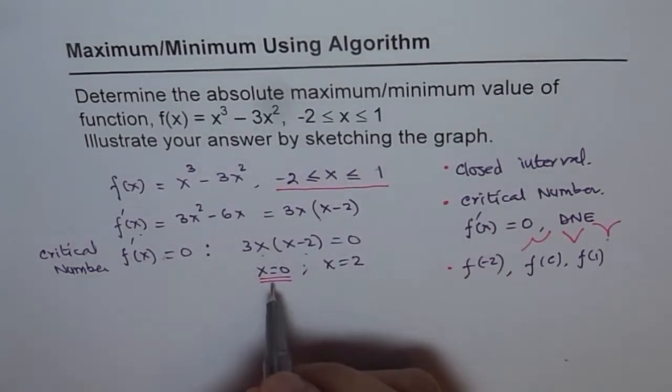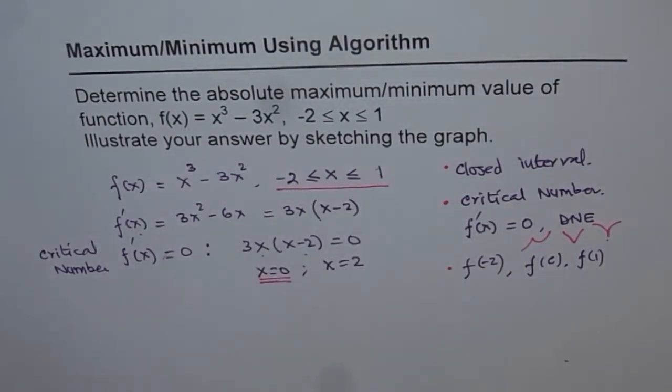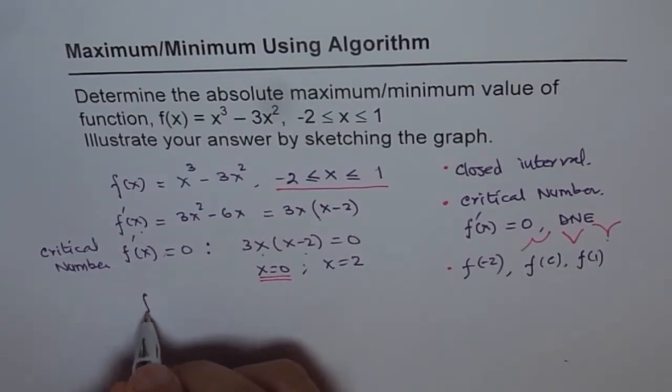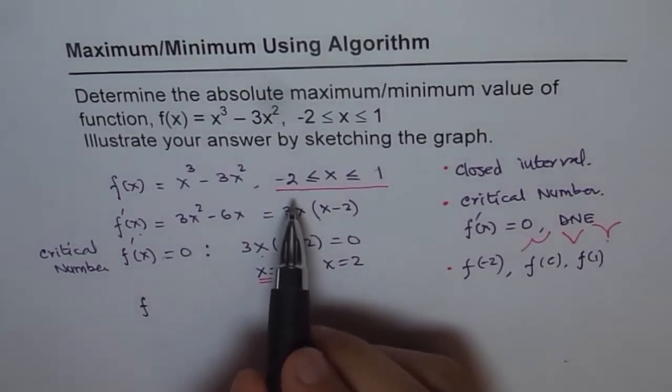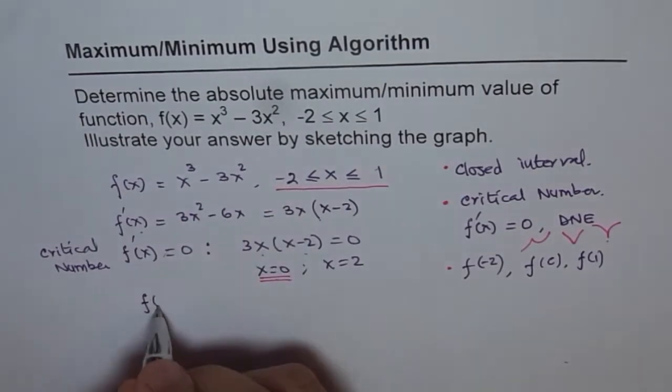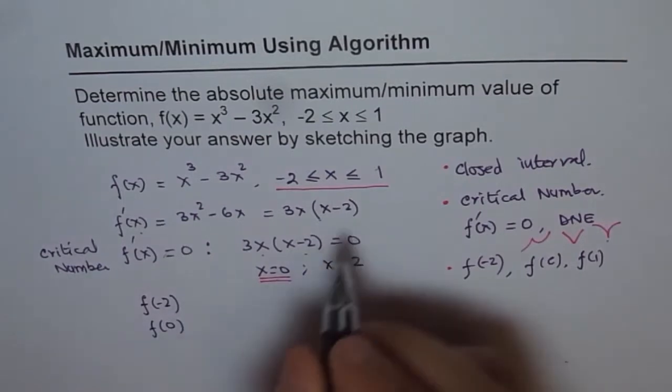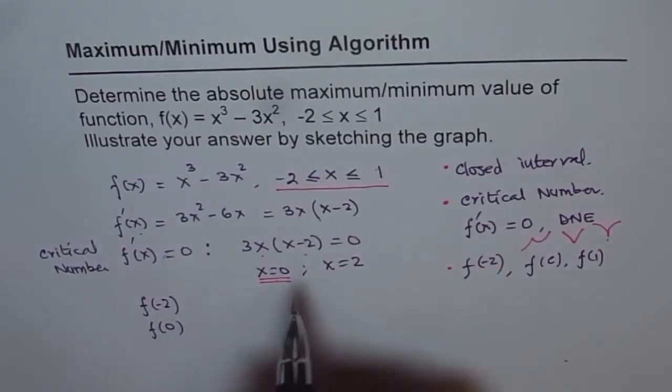So we have to consider this critical number only, right? Not the other one. So now, using the algorithm, we will try to figure out where we have the absolute maximum and where the absolute minimum is. So we'll evaluate the value of the function at minus 2, one of the boundaries, at the critical number, which is 0, and at the other boundary, which is f of 1.